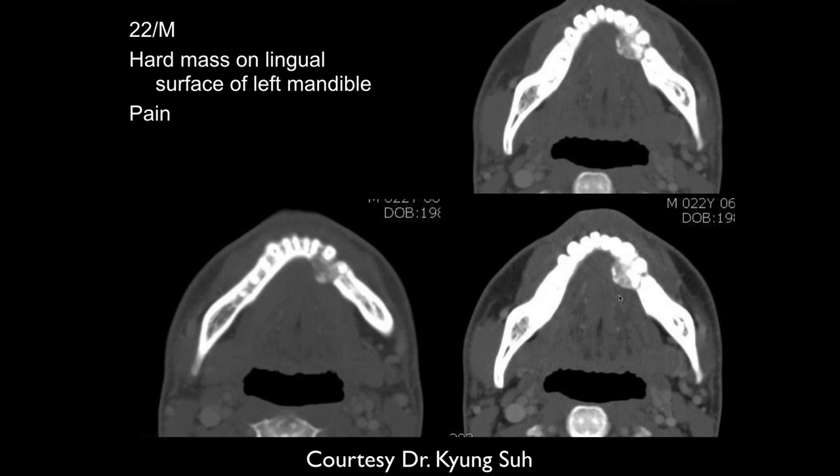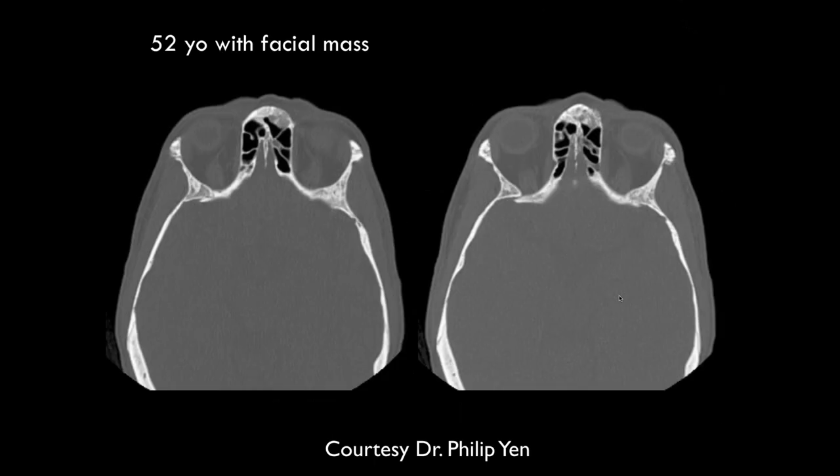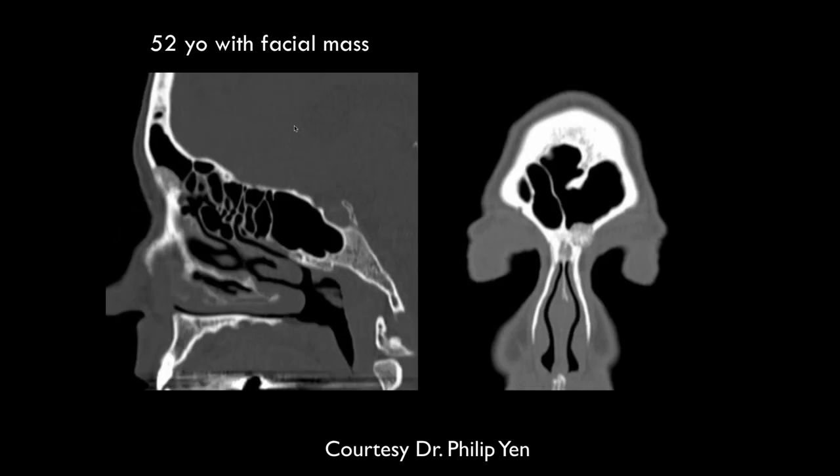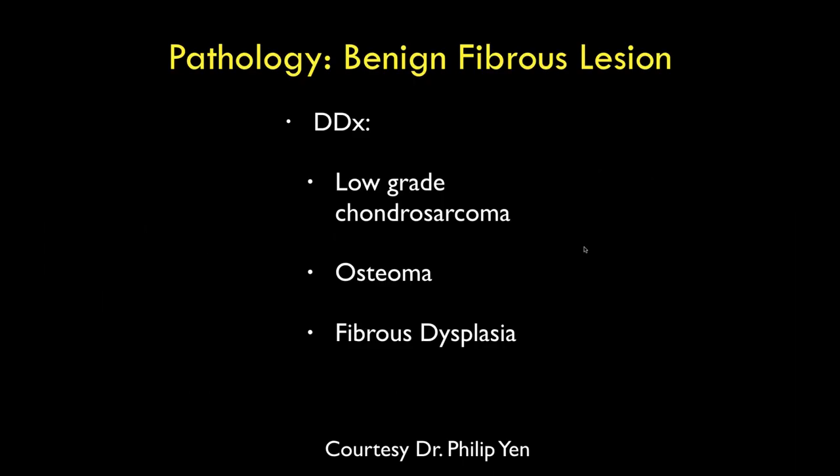Hard mass on lingual surface, left mandible pain. John, can you go back? That would be a fibroma, right here, it's in the bone. If it's a fibrous lesion, then it's a fibroma. Well, it was thought that this was most likely fibrous dysplasia because it's the most common fibrous lesion in the bone. Bottom line, it was just a benign fibrous lesion. That's the main thing, but fibroma comes to mind when I hear that.